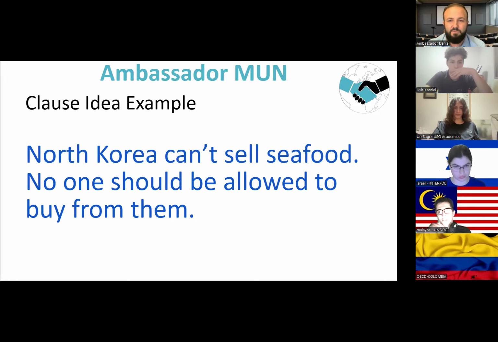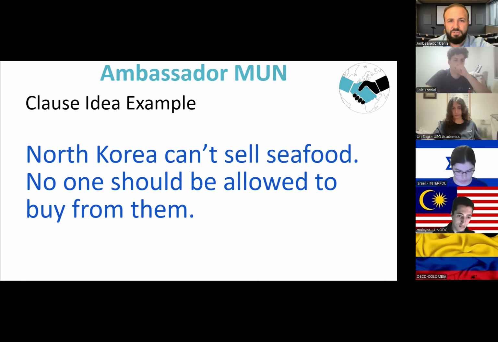So making it something more specific, North Korea can't sell seafood. That means no one, and also no one should be allowed to buy from them. Okay, so now it's an embargo of a specific type. All right, so we have now moved from we want to create some kind of embargo to a specific embargo. And now we're going to see how to turn this into a clause.